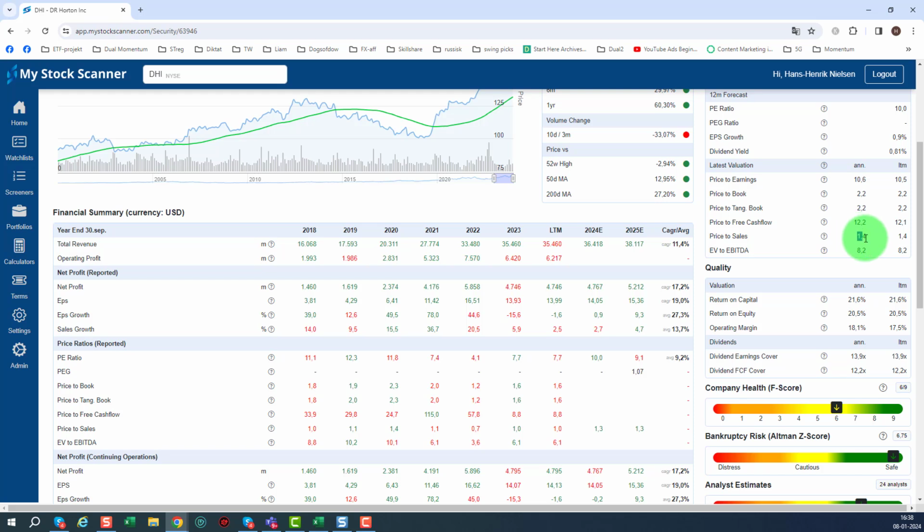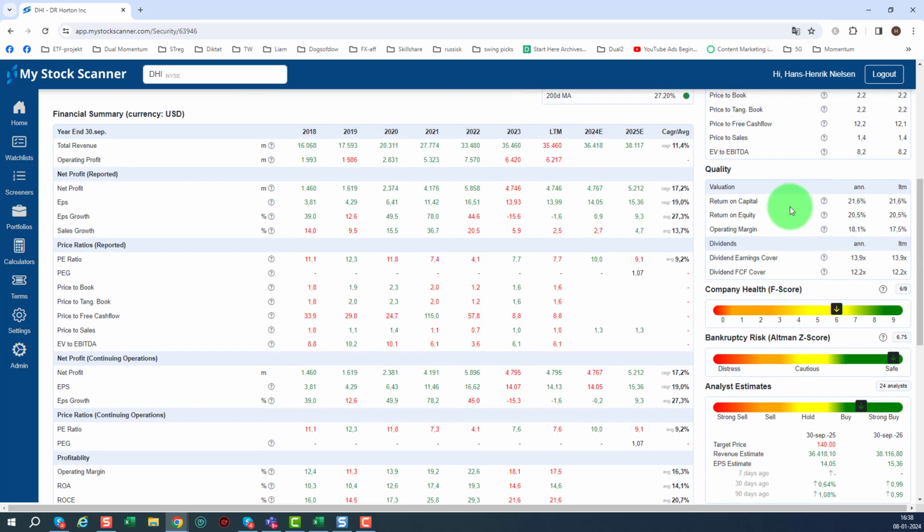Price to sales, I normally don't look too much at, except if it's a smaller stock, maybe a tech stock that doesn't make too much on the bottom line, then that can be a decent idea. Quality is definitely something I'm looking at. I look at return on capital and return on equity.